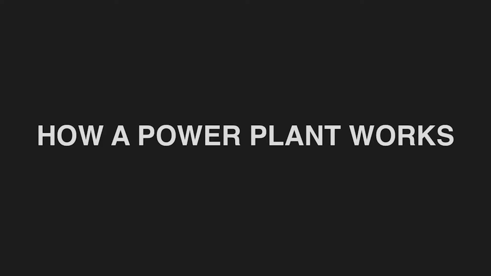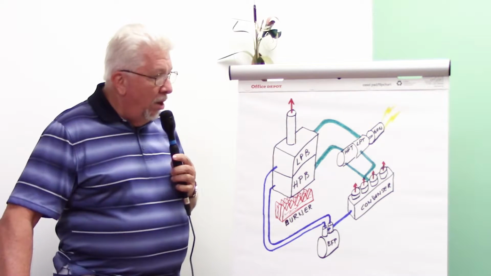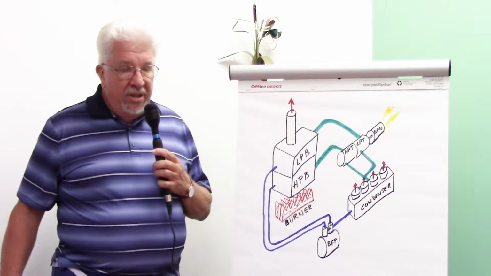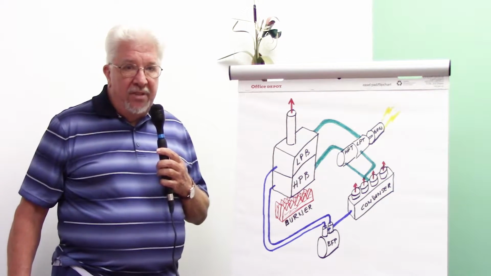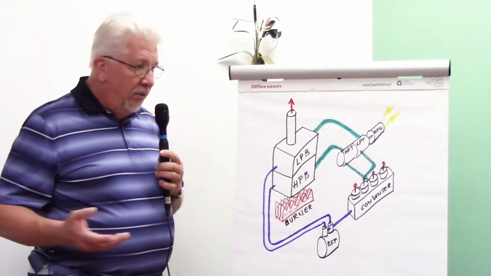Okay, there are two basic systems by which electricity is generated in the world today. One is a basic power plant like we've been doing since the 1930s. The other is known as a combined cycle system. We're not going to talk about that today. All right, that's a different subject altogether.